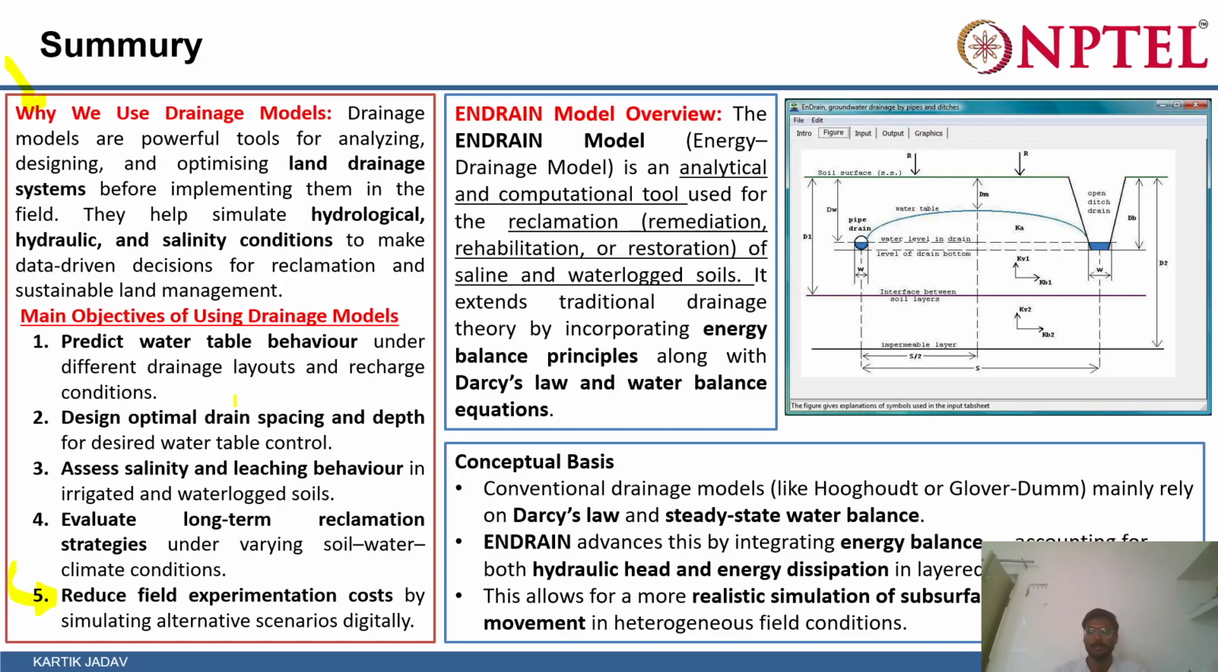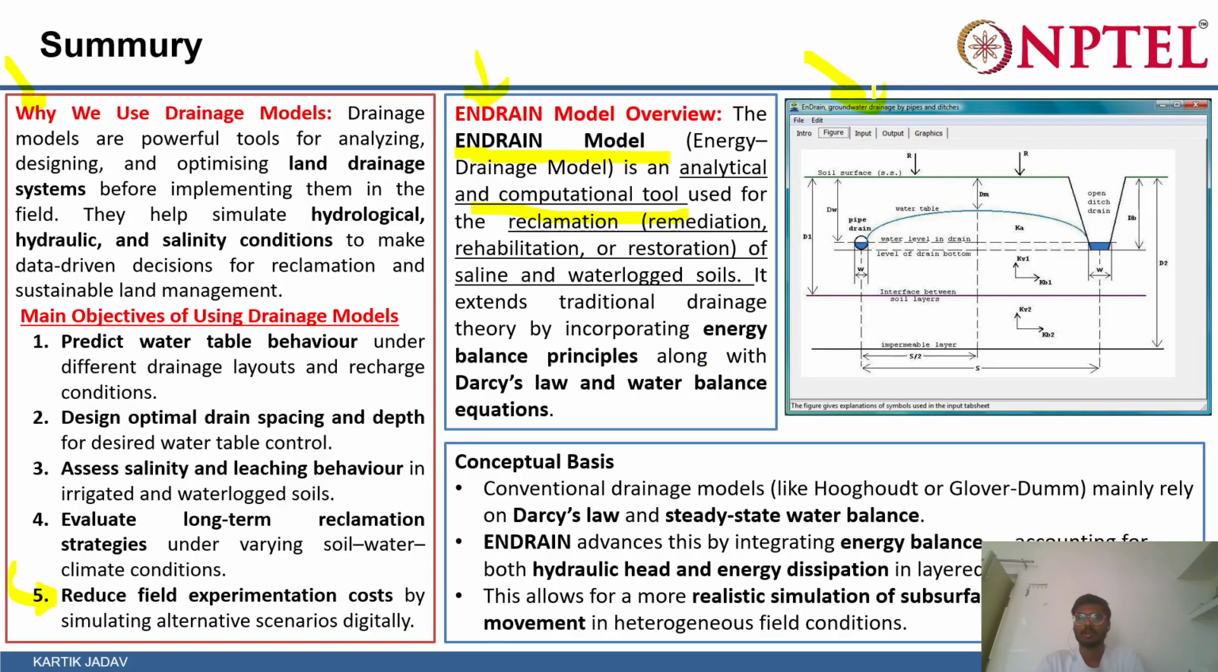kind of model. So one of those models is the EnDrain model, and EnDrain model, its full form is Energy Drainage Model, right? Energy Drainage Model. This is an analytical and computational tool used for reclamation, or you can say remediation, rehabilitation, and restoration of the saline or waterlogged soil. It extends the traditional drainage theory by incorporating the energy balance principle along with Darcy's law and water balance equations. So this is the overview of the EnDrain model.